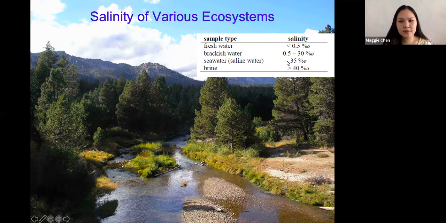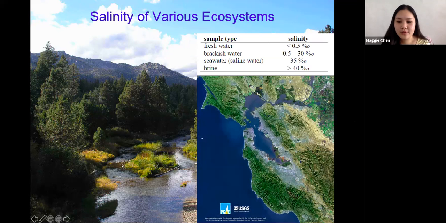Anything between 0.5 and 30 ppt is brackish water, so a mix between both of those. And brine is anything that's even saltier than seawater, so over 40 ppt. Most of the time, the byproduct of desalination is brine that's over the global seawater average of 35 ppt.